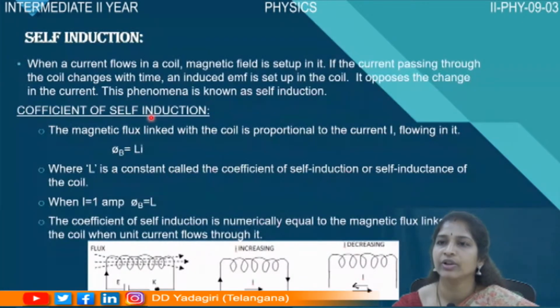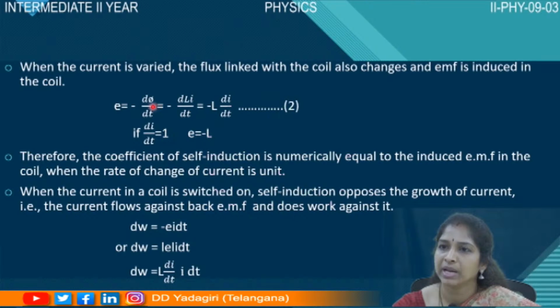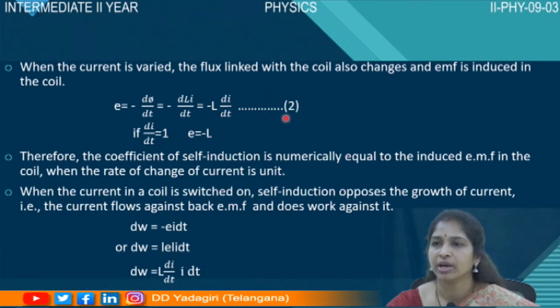But according to equation 1, the flux linked with the coil depends on the current passing through the coil. So phi B equals Li. Substitute this equation in place of phi. So if I substitute, what will I get? E equals minus d by dt of Li. So here differentiate this equation. If I differentiate, what will I get? Minus L di by dt. So consider this as equation number 2.